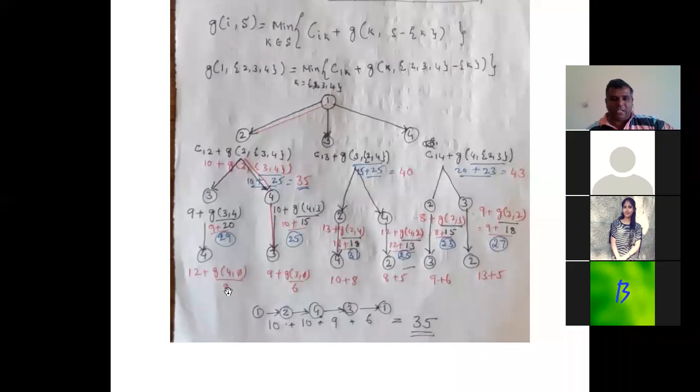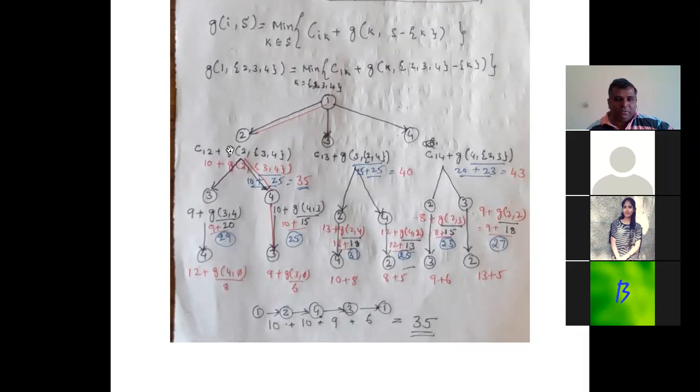One cycle has to come. This is the last node, 4. From 4 to 1, we have to check whether there is an edge. If there is an edge, we have to find the cost. So what is this cost? 12 plus 8, that is 20, for G of 3 comma 4. So this 20 plus this 9, we will get 29.